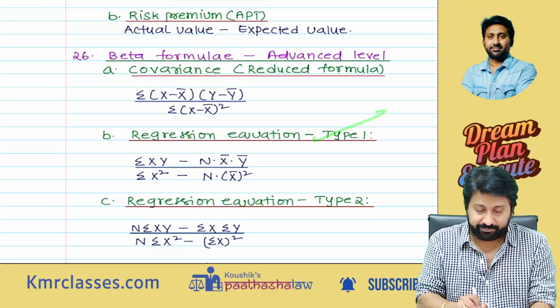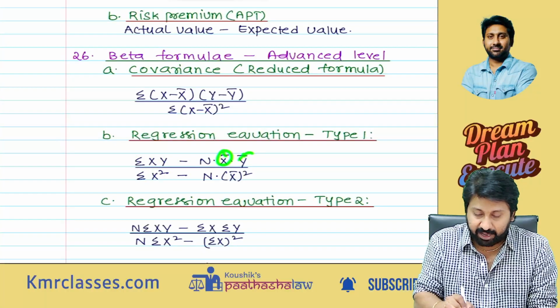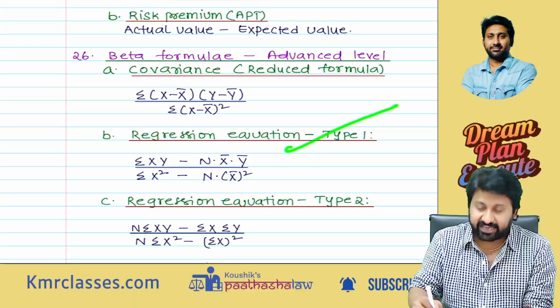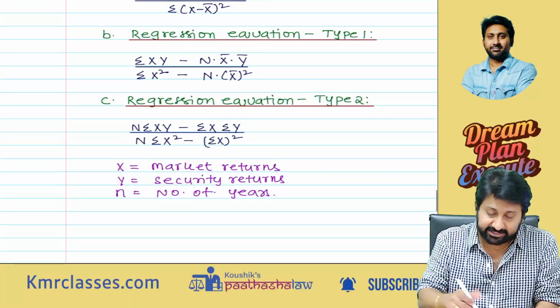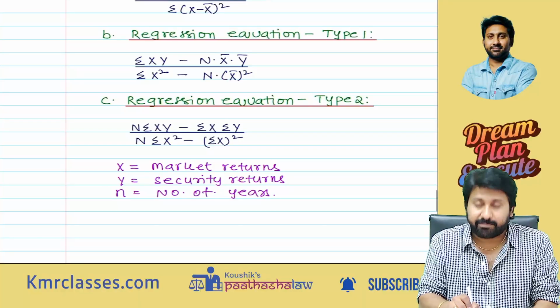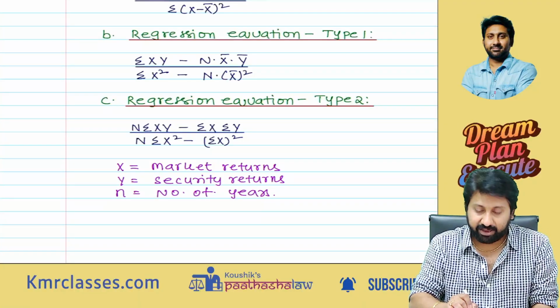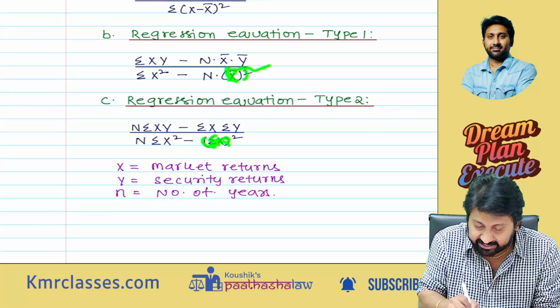Regression equation: sigma xy minus n x bar y bar whole divided by sigma x square minus n x bar whole square. This is the regression equation, type 1. Another type is there: n sigma xy minus sigma x sigma y whole divided by n sigma x square minus (sigma x) whole square. This is x bar square. This is sigma x square.